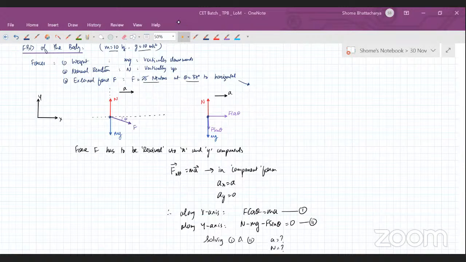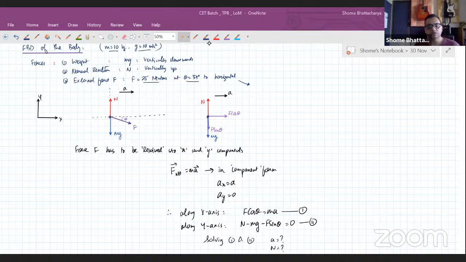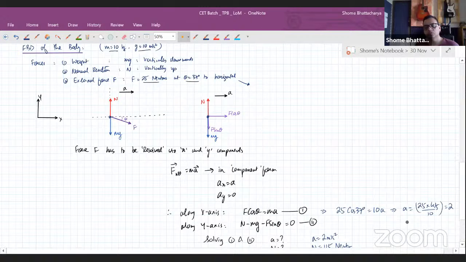Okay, so hope you have worked out the question yourself. If so, you should be able to verify. You should be getting the acceleration as 2 meters per second square, and you should be getting the normal reaction as 115 newtons. That's pretty easy because you just substitute over here. So F is 25 newtons into cos 37 is equal to mass, which is 10, into a. So a becomes 25 into cos 37, which is 4 by 5, divided by 10. So that's how it becomes 2, and its SI unit is meters per second square.